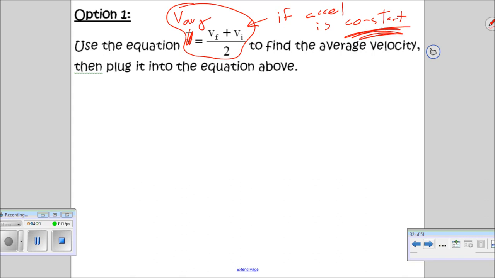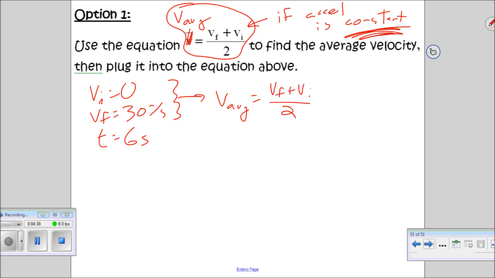We've got a car speeding up. We're going to assume the acceleration is constant. So here's what we can do. We can find our average velocity. Remember, we knew our Vi was 0, our Vf was 30 meters a second, and our time was 6 seconds. So I'm going to use this to find my average velocity.